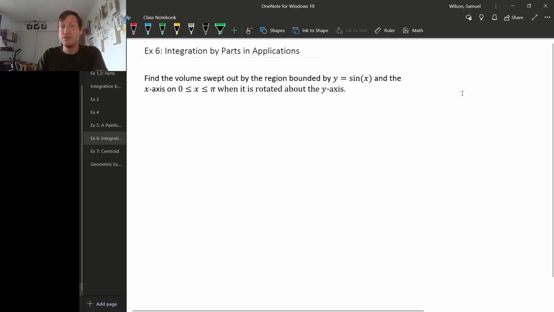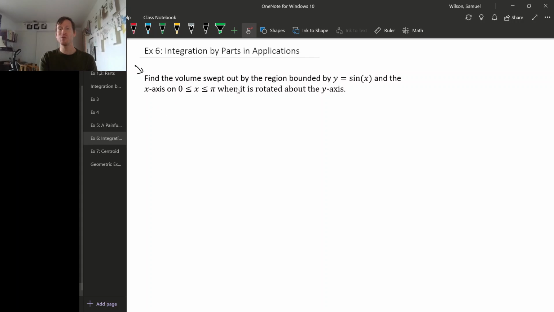Now that we have a new integration trick in our bag of tricks, we can solve a lot more application type problems that we wouldn't be able to solve before, or that we had to sort of trust other formulas for before, right? But now we can work it out for ourselves. So as a couple examples, let's start with this one.